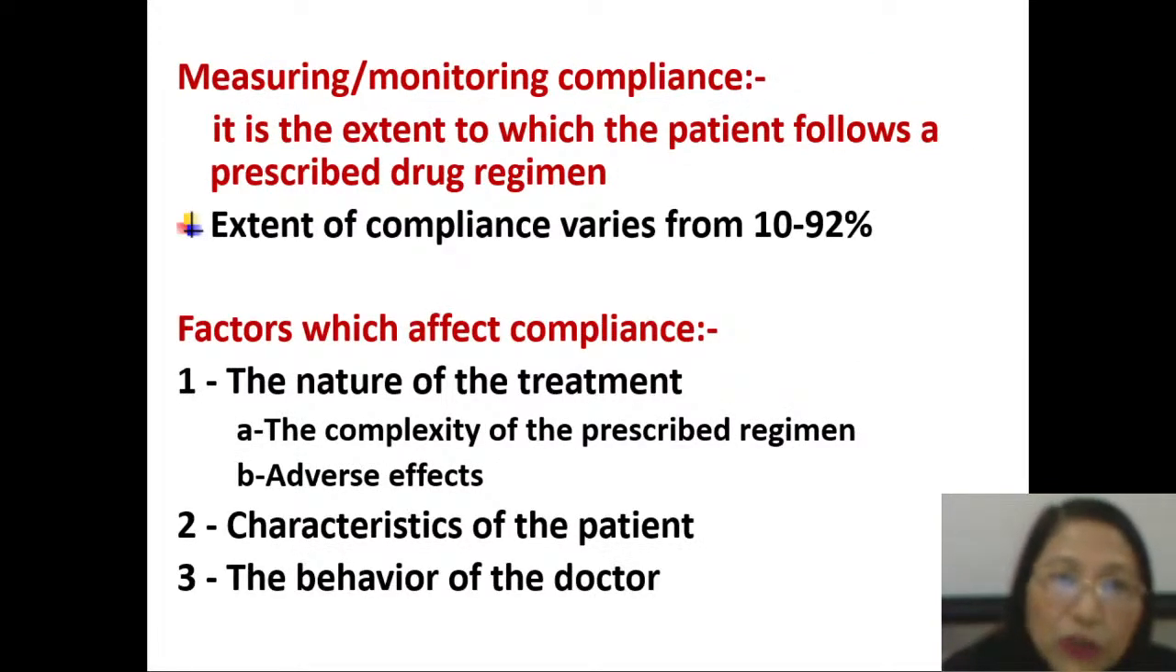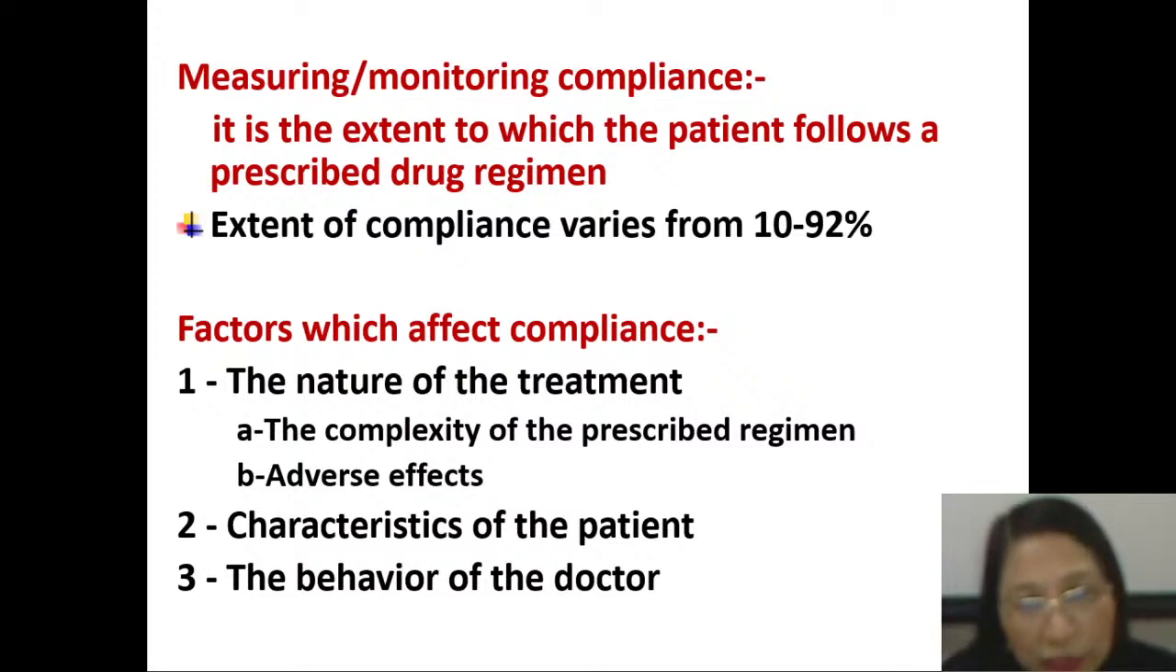So whenever you are monitoring compliance, what is compliance? It is the extent to which the patient follows a prescribed drug regimen. The extent of compliance can vary from 10 to 92%, and compliance decreases with chronic diseases or for those drugs which we have to give for maintenance or to maintain the absence of disease. So factors which affect compliance are the nature of the treatment. The complexity of the prescribed regimen can also affect compliance. So if the regimen is very complex, the patient may skip or stop taking some of the medications.